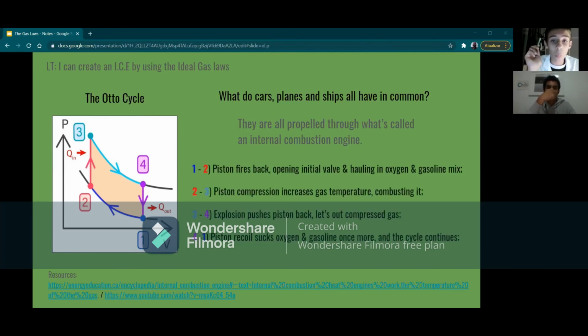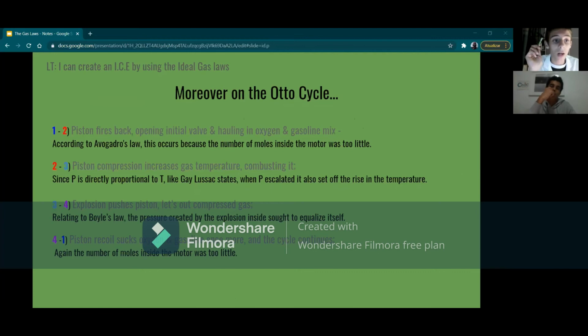To explain why these reactions happen, we should look at how the gas laws can explain them. The first phase can be explained through Avogadro's law, which says that because the number of moles inside the motor was too little, of course the piston must fire back like it would in the Otto cycle. Secondly, the piston compression happens according to Gay-Lussac's law because of pressure. Escalation in pressure set off the rising temperature.